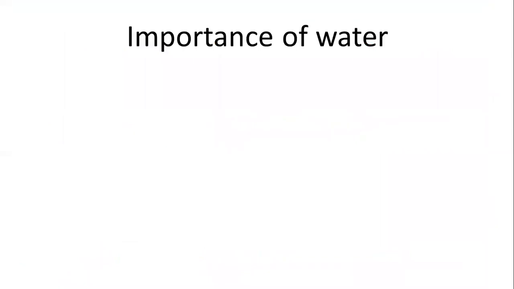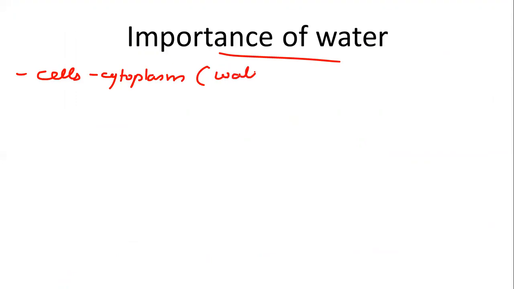Next we'll talk about water importance, because now we are going to talk about the potentiality of water. Let me give some important points about water. We all know cells are filled with cytoplasm, and the cytoplasm, with its dissolved and suspended molecules, is actually mostly water. In herbaceous plants, around 85 to 90% is water, and some fruits like watermelon have 92% water.